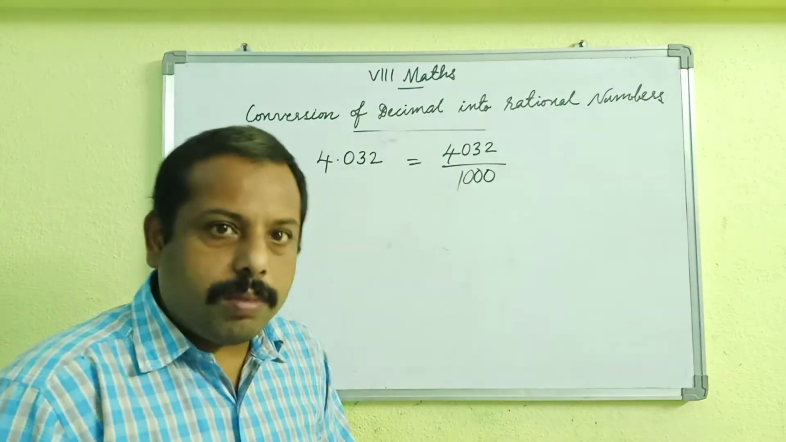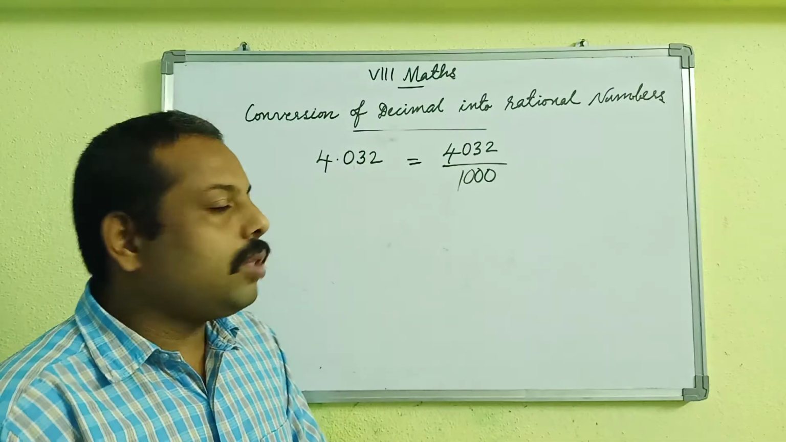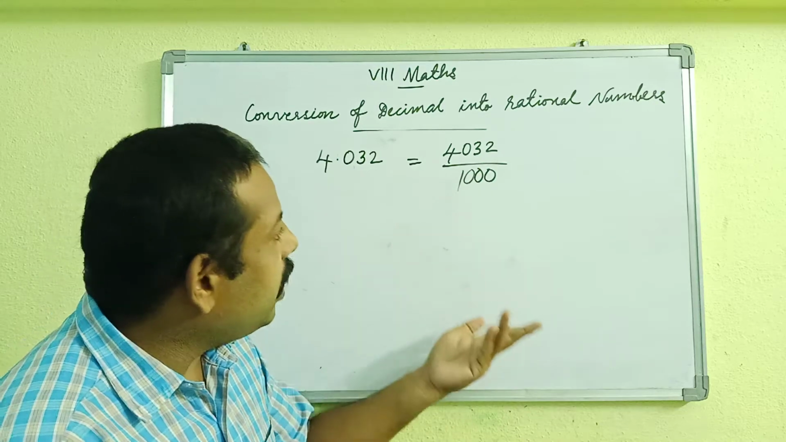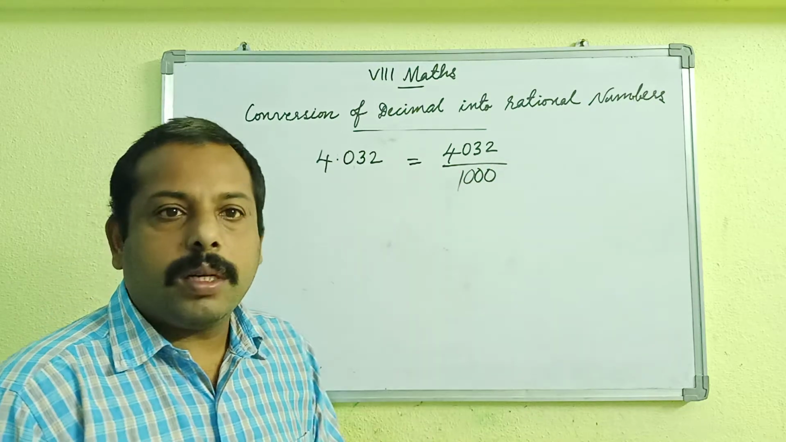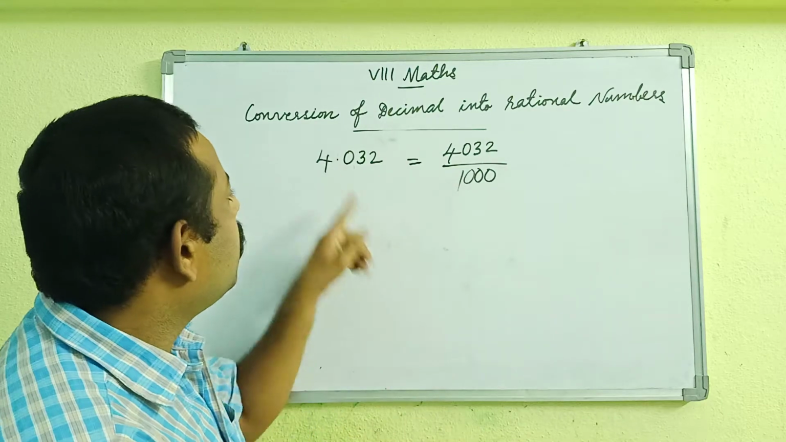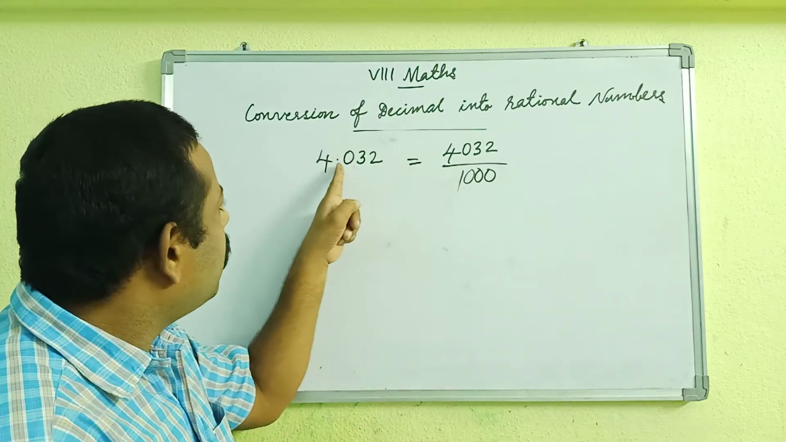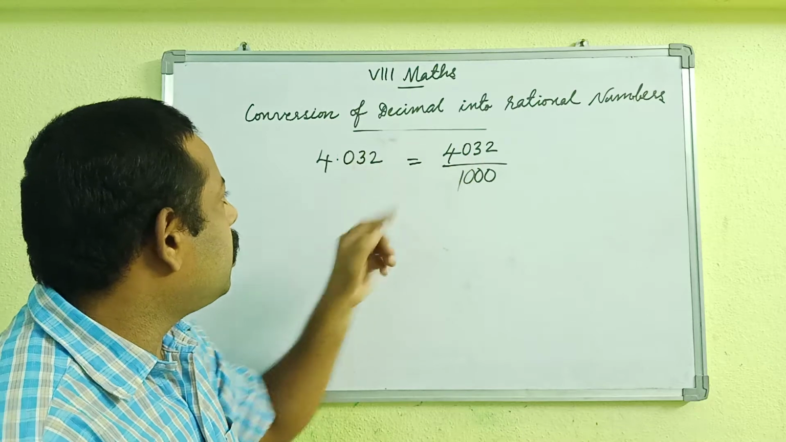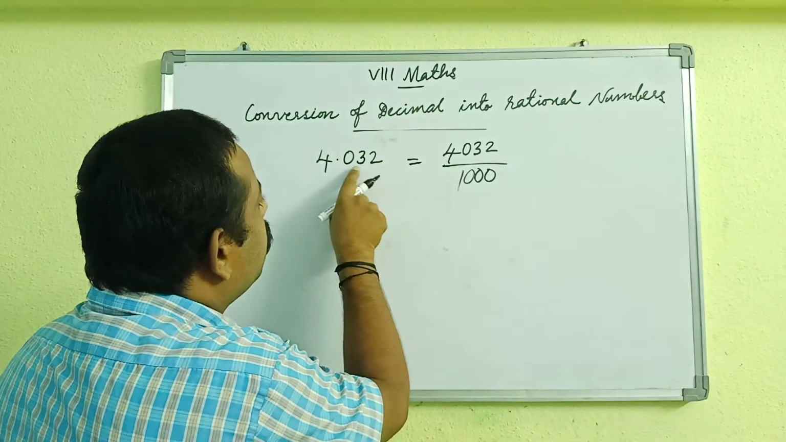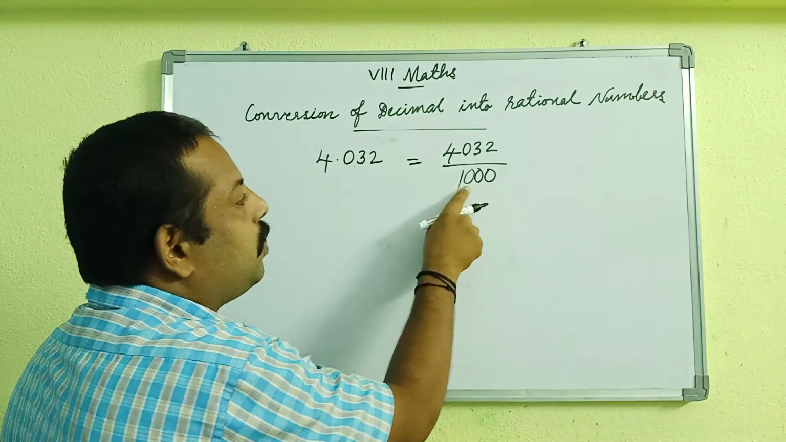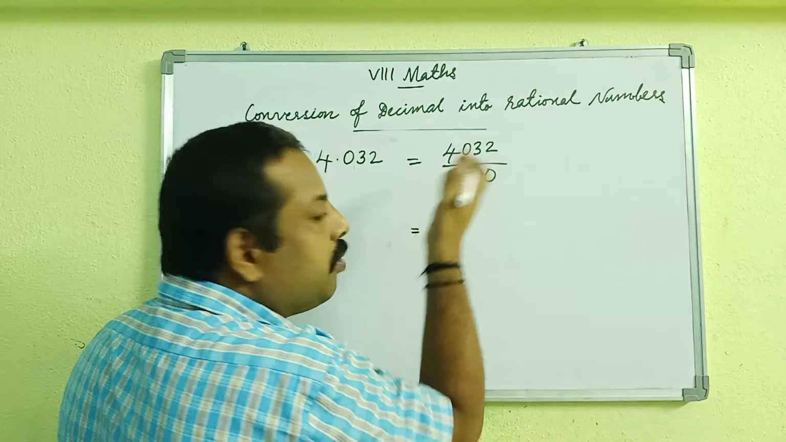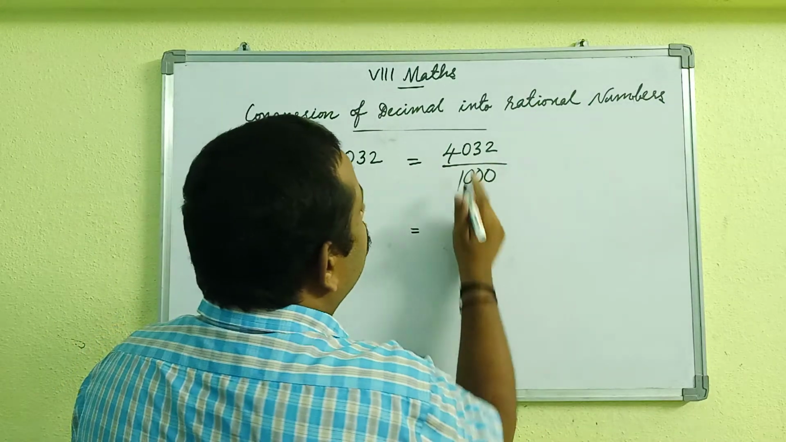So this is what we are going to do. 4.032 will be multiplied by 1000. And in the same way 1 also will be multiplied by 1000, as we have written the denominator in the previous case. So here, very simple: without the decimal point you write the number as numerator, that means 4032. Count the decimal places, 1 2 3, so place 3 zeros. Simple. Now we can simplify by 2.